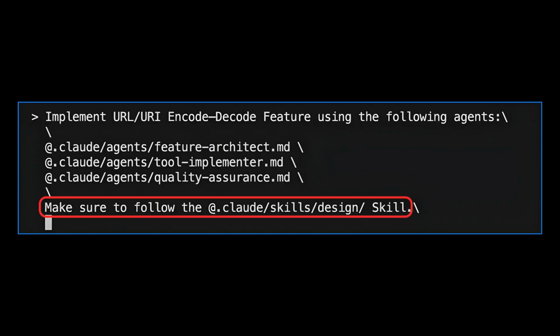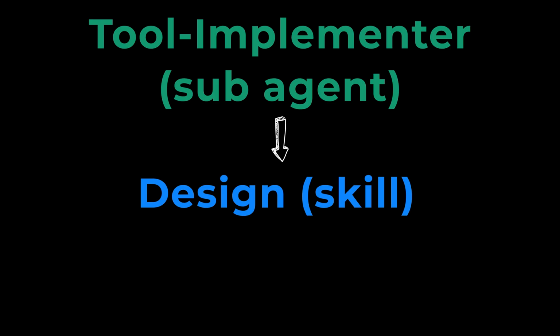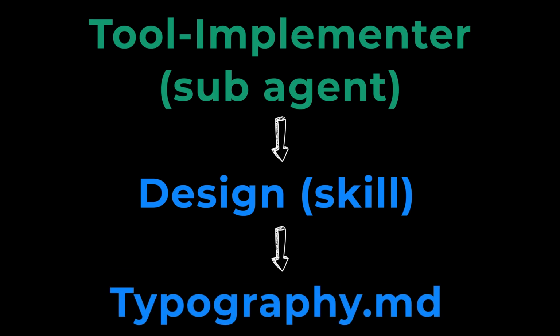Only the skill.md file is loaded at first. Inside that file, we reference all the other files and Claude loads them on demand. For example, if the tool implementer has a question about typography, he'll use the design Claude skill, and that Claude skill will point him to load typography.md into context.